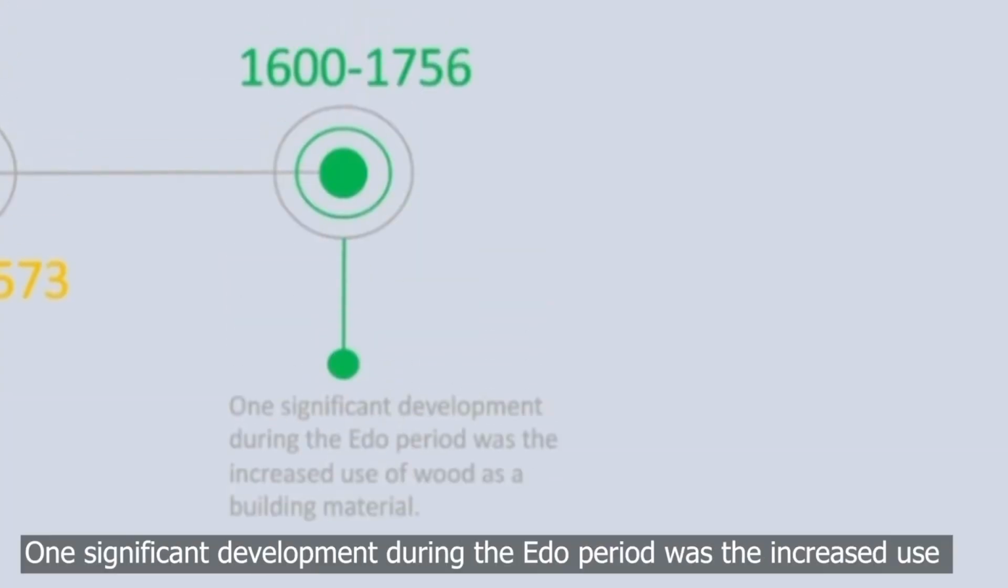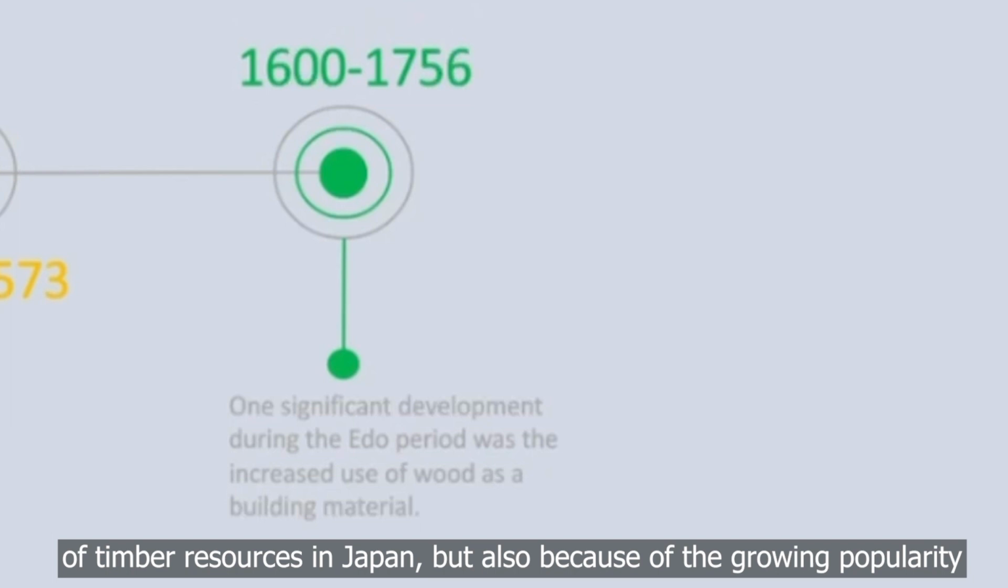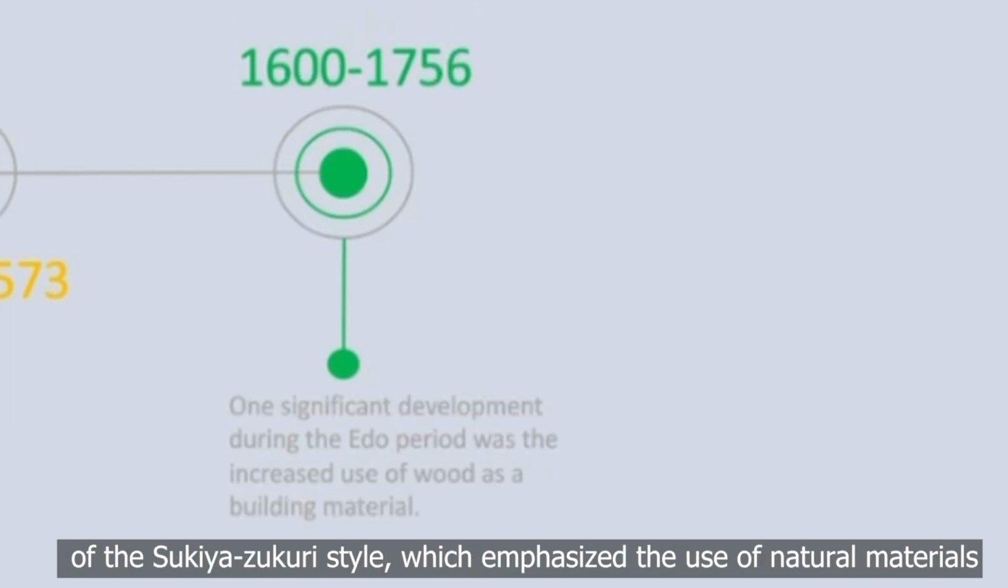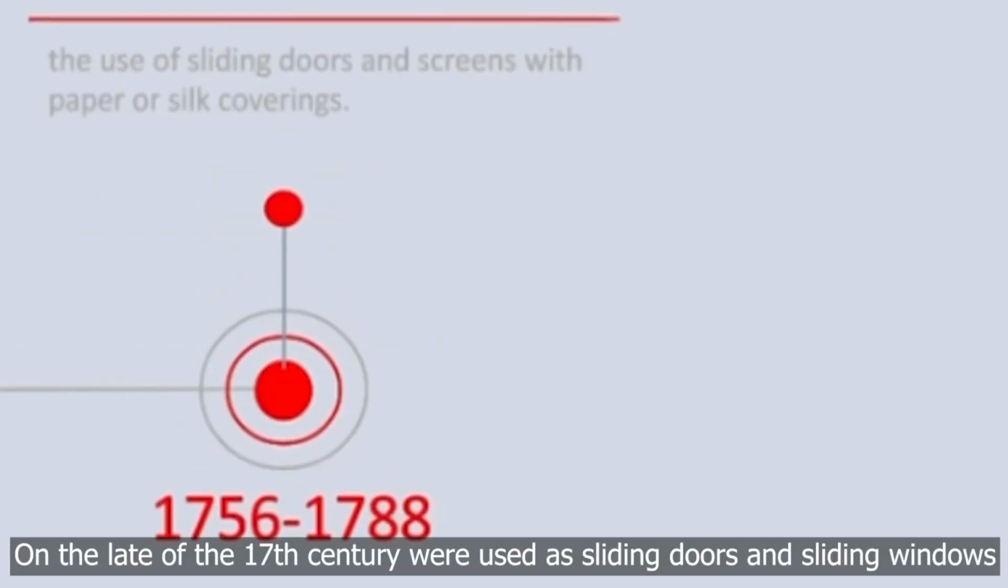One significant development during the Edo period was the increased use of wood as building material. This was due in part to the abundance of timber resources in Japan, but also because of the growing popularity of the sukiya-zukuri style, which emphasized the use of natural materials. In the late 17th century, paper and silk were used as sliding doors and sliding windows.